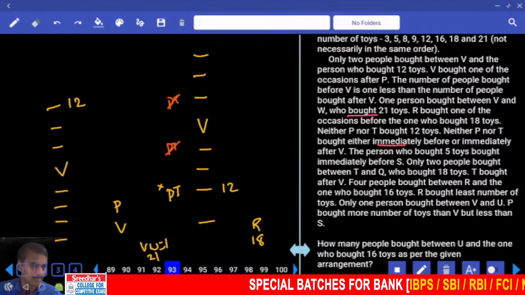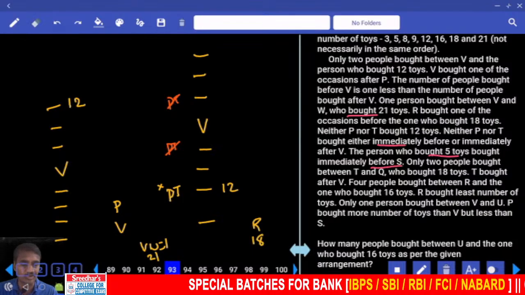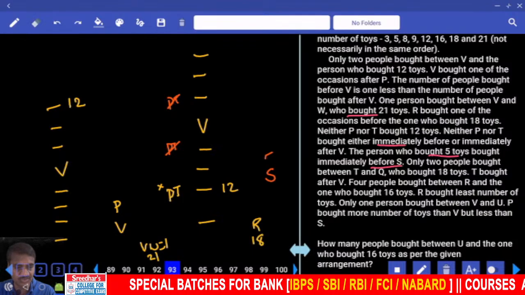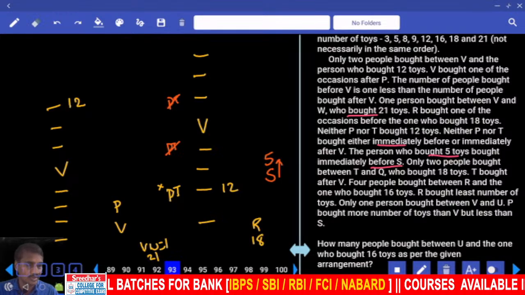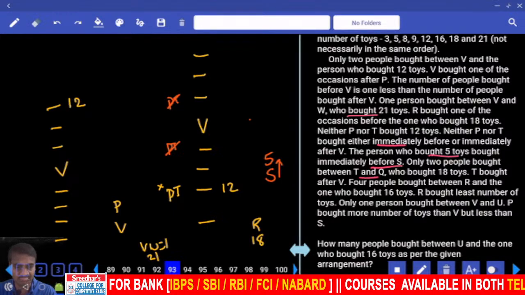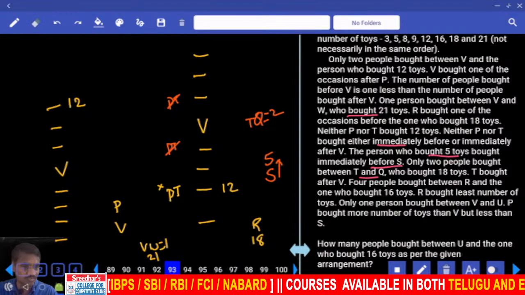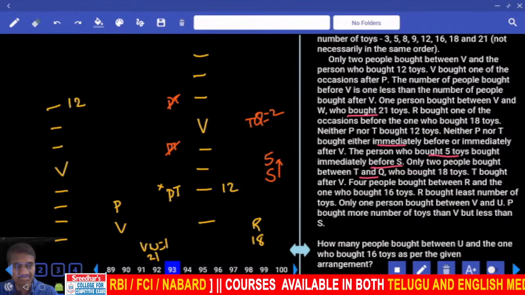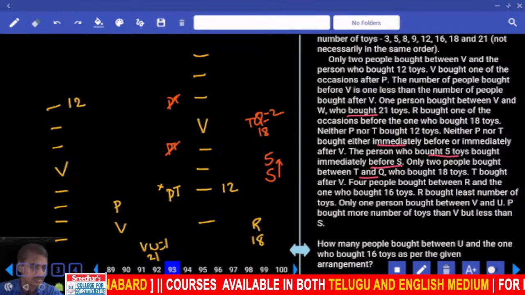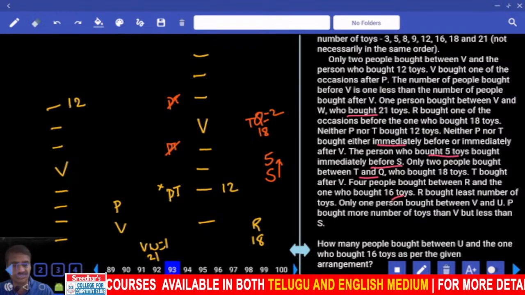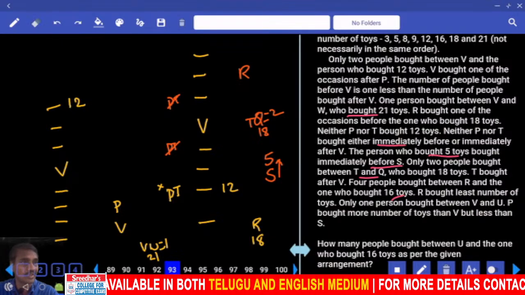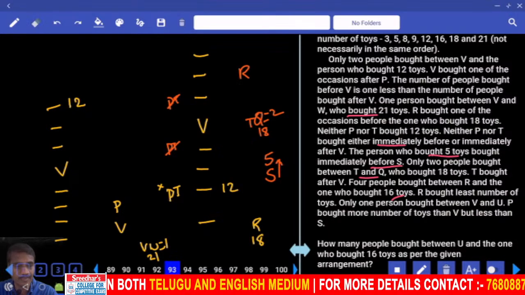Then the person who bought 5 toys bought immediately before S. Immediately before S, who is that person? 5. And only 2 people between T and Q. T and Q, there are 2 people. And Q bought 18. Now Q bought 18. Then 4 people between R and 16. Now between R and 16, how many people?